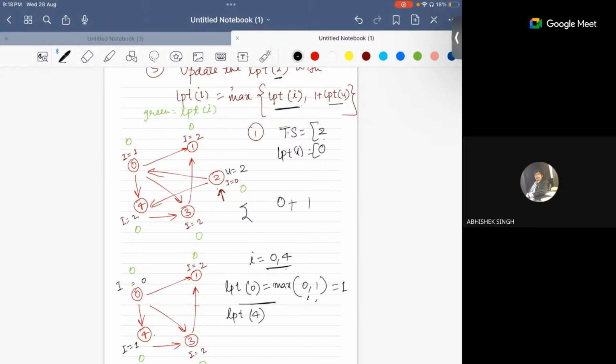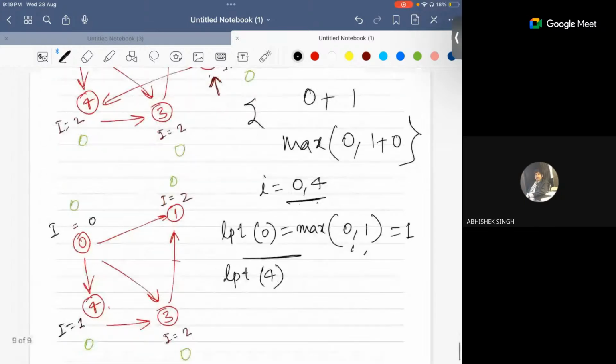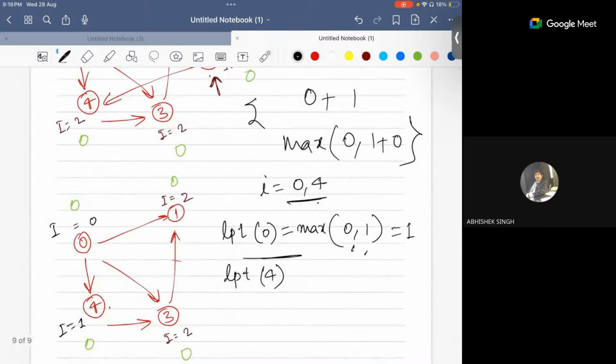If the length to go to 0 was higher earlier, then you would have just left it like that. But because here the length is 0, as we have initialized the value with 0, one value is 0 and the other value is 1 plus 0. So the maximum would be what? From 2, if you have to go to 0, the maximum length would be 1. Are you getting me? Is this clear? Yes, till now it's clear.